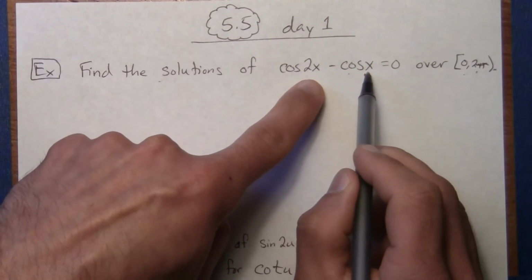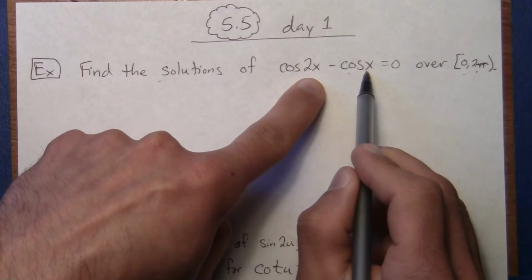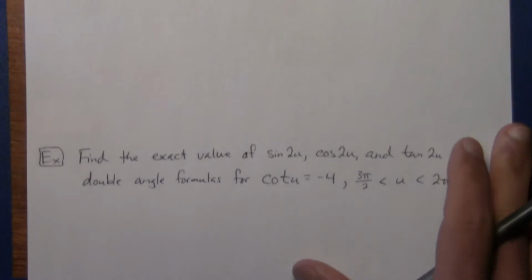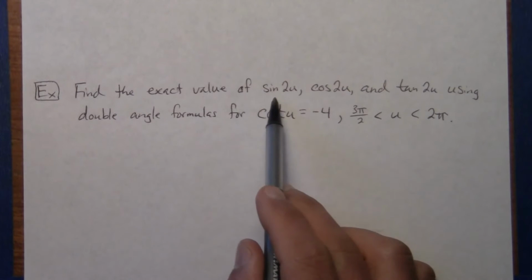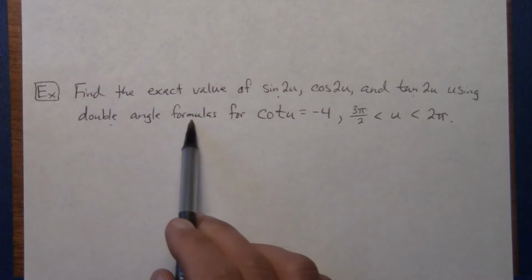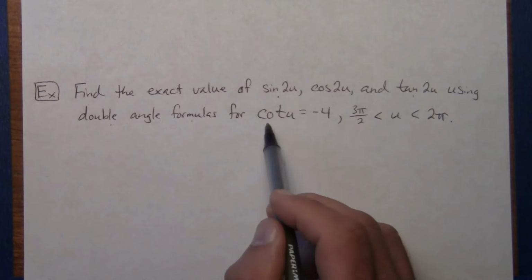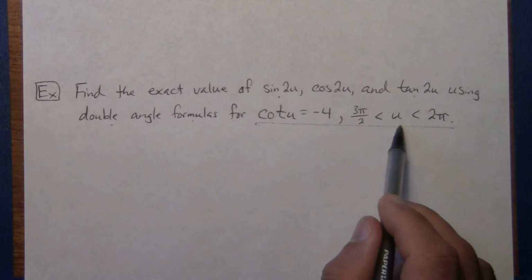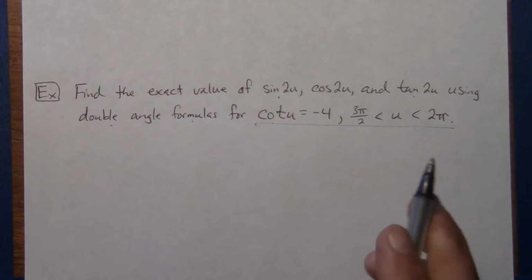Like the trig function is the same, but the angles are different. It's kind of like having a different variable. I don't want that. So how do I fix that? And then finding the exact value of the sine of 2u, the cosine of 2u, tangent of 2u, using a double angle formula for, and then here's your actual problem. They tell you the cotangent of u is equal to -4, and it looks like it's in the 4th quadrant.